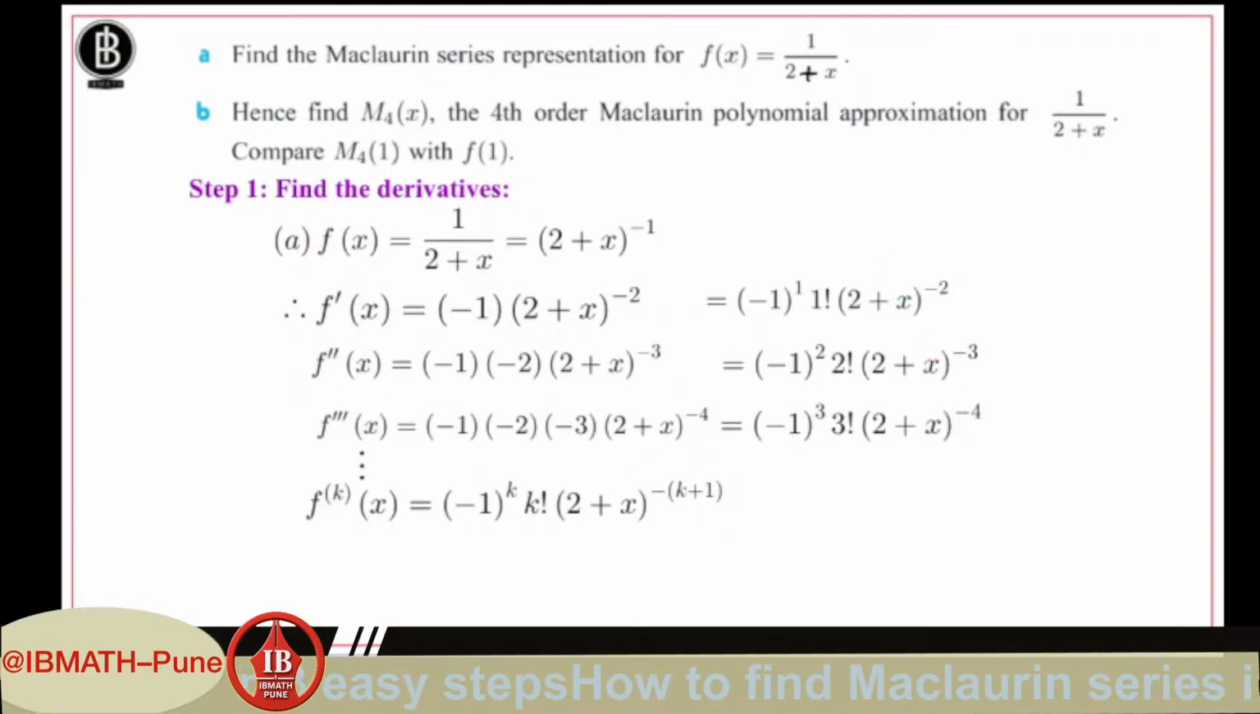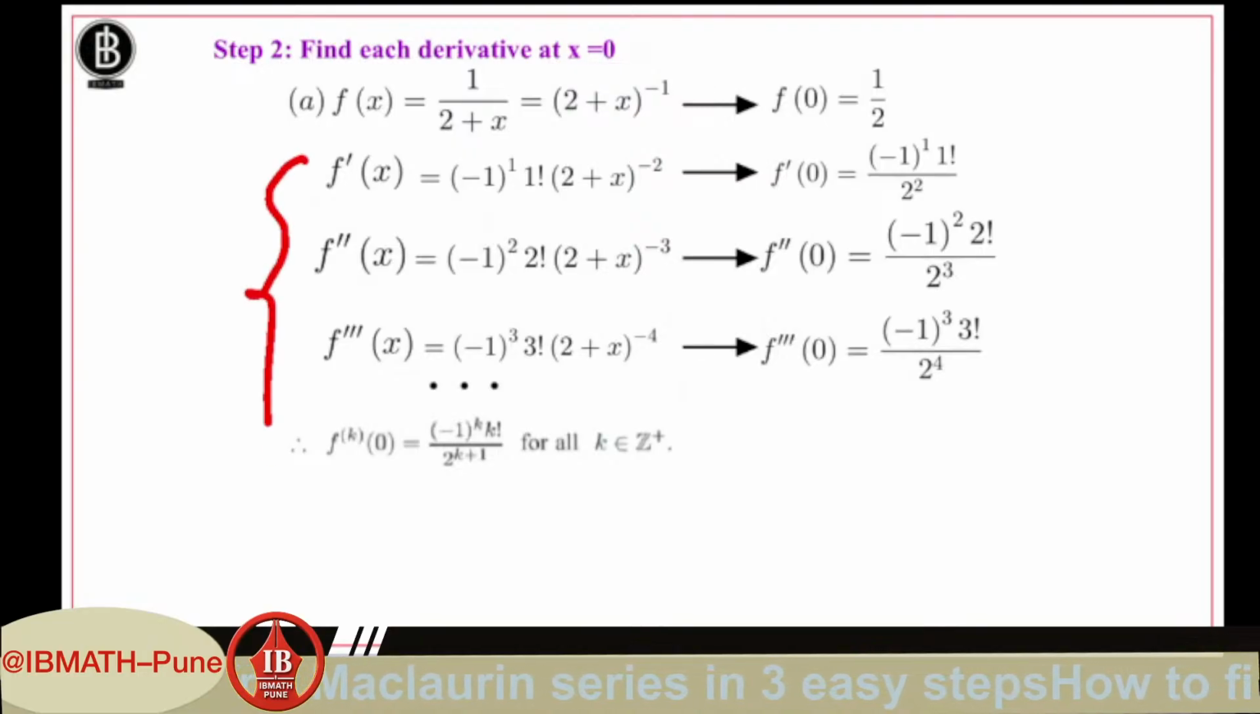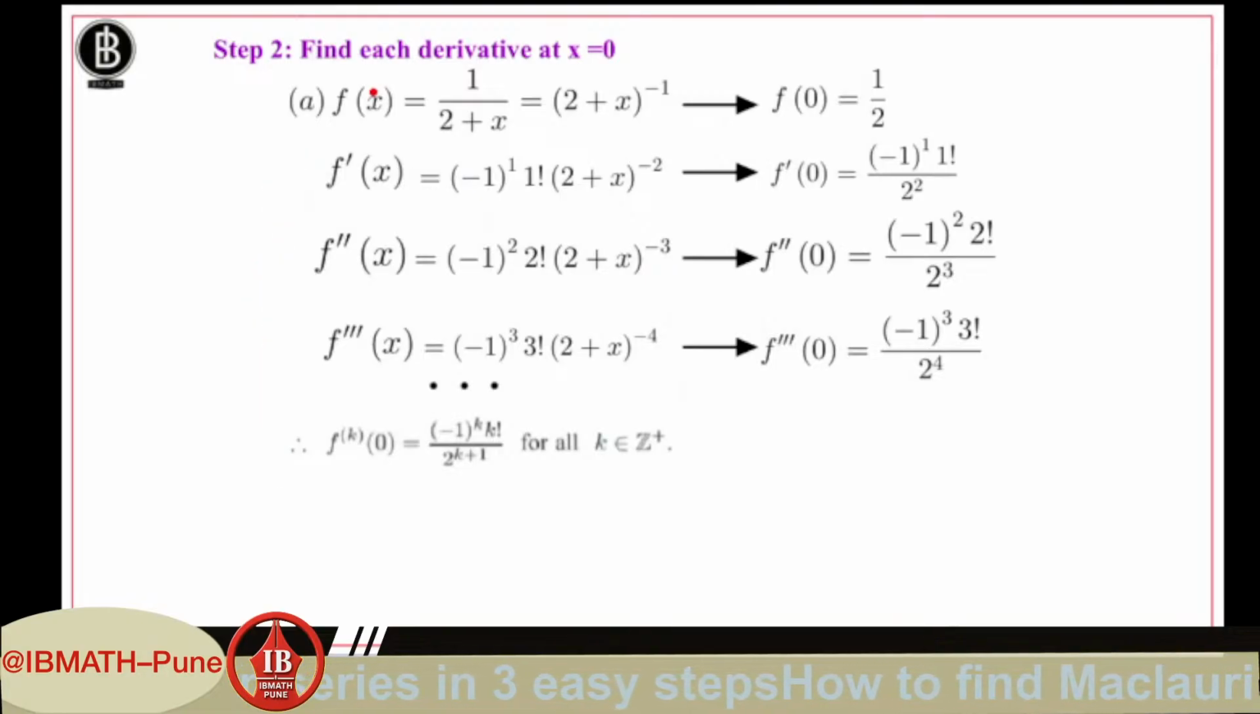So I hope you understood. This was the first step. Now let us go to the second step, where we have to find the derivative at x is equal to 0. So what we did in the first step, I am writing it here again, and I am replacing x by 0. So first I'll replace x by 0 in the given function.